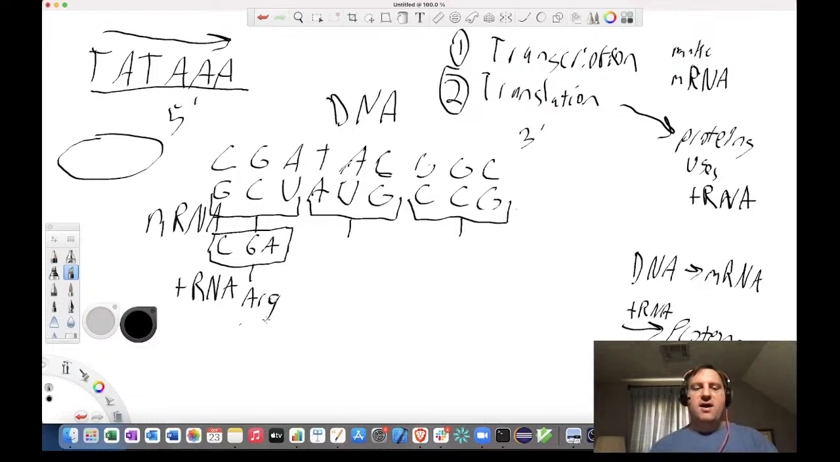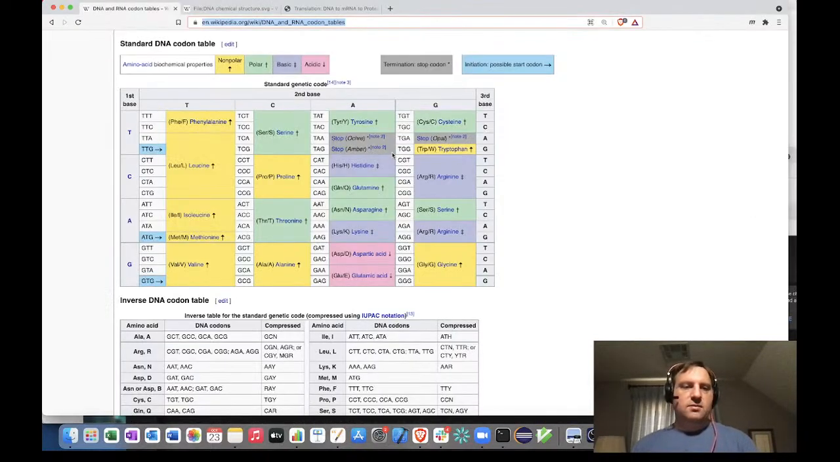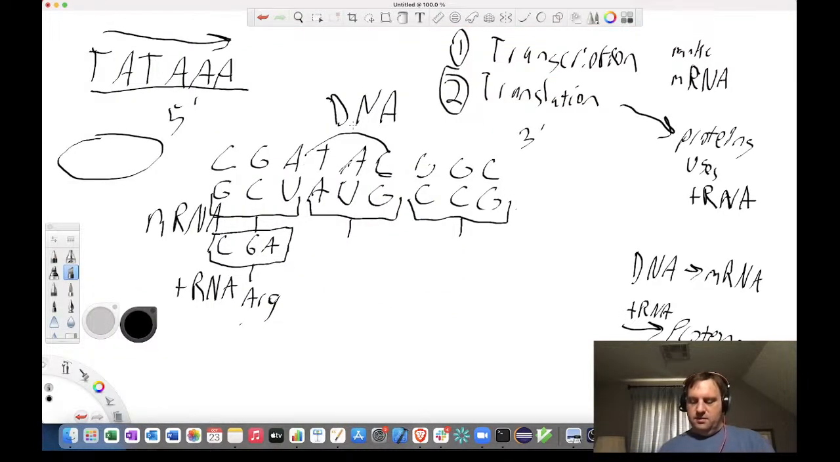Okay, well then we're going to have TAC. All right, what does that go to? We'll go to our codon table. T, go over to A, and so TAC, that's tyrosine. Okay, so that's going to give us a tyrosine. It's going to be attached to a tRNA that is, it's here, UAC. That's going to be a tyrosine.